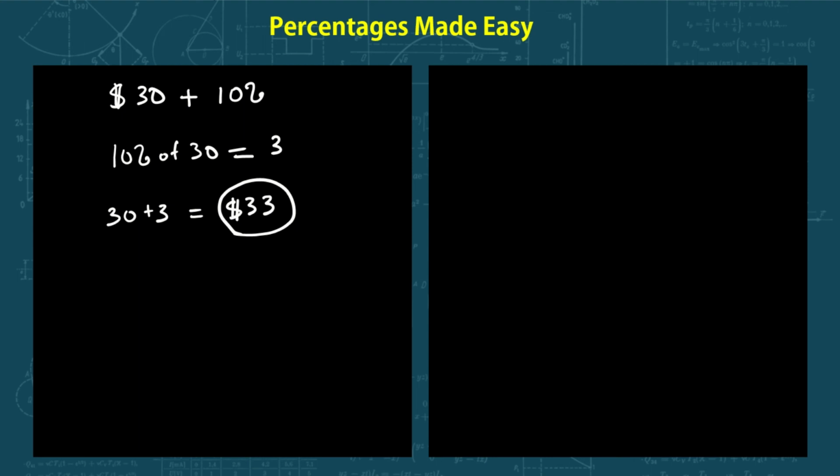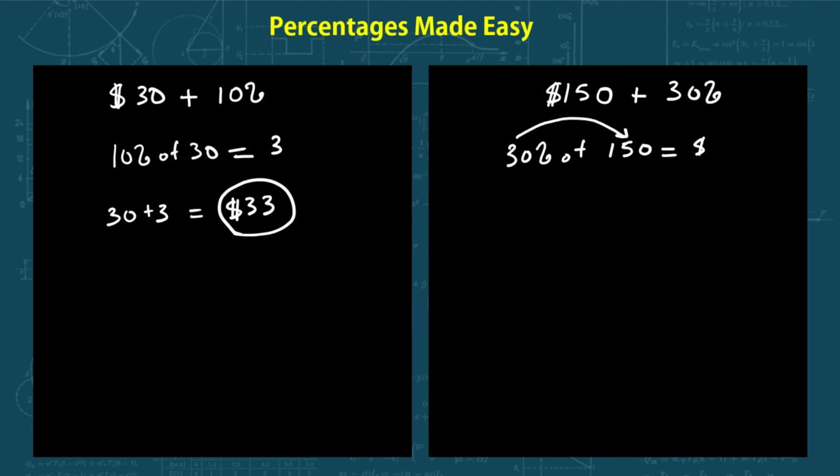Now it's your turn. The initial amount I start off with is 150 and I have an increase of 30%. What will the final amount be? So pause the video, solve it, and then we come back and do this together. So let's find 30% of 150. This is the increase, which will give me 3 times 15, which is $45. That is your increase.